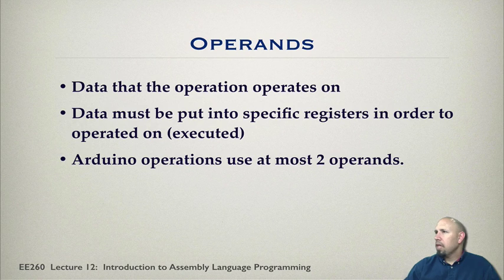Operands: data that the operation operates on are called the operands. So for example, we saw the addition of register 0 with register 1. Register 0 and register 1, those two things are called the operands. The operands can be register values, they can be memory, or they can be direct data. Data must be put into specific registers in order to be operated on or executed. The Arduino operations use at most 2 operands. You don't ever have any instructions that require 3 or 4 operands. So whenever you do things, it's with at most 2 operands.